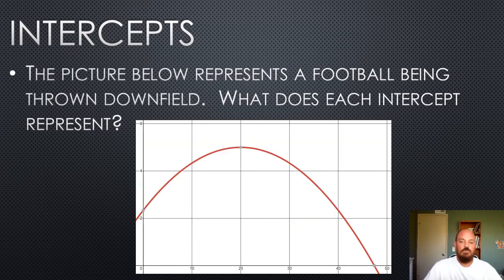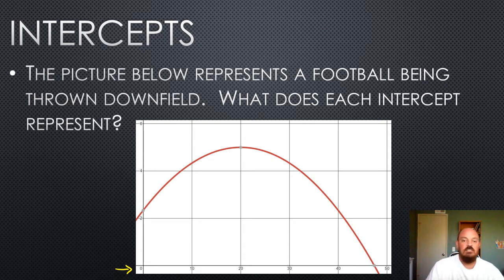So let's wrap it up with this example right here. I graphed what is called a parabola, or a curve. And I said this picture below represents a football being thrown. What does each intercept represent? Now, the x and y axis in this picture, if you look carefully at the numbers, this is 0 down here.